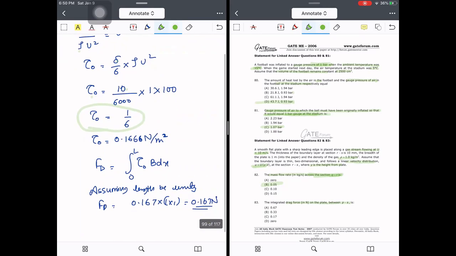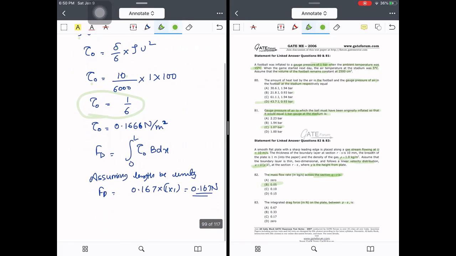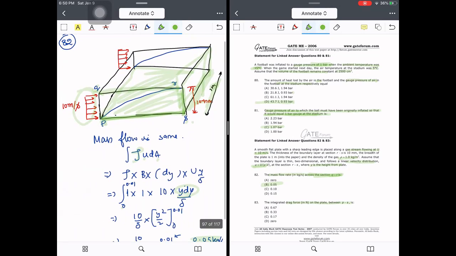Now with this shear stress we need to calculate the drag force. The drag force value will vary throughout the boundary layer, so it will be the shear stress into b into dx, across the length. They have not mentioned anything else, so I think length is 1 meter, and the drag force will be acting on this surface, 1 into 1.